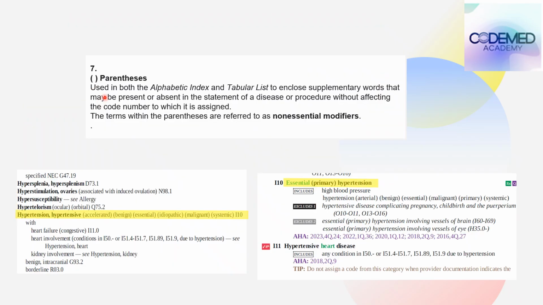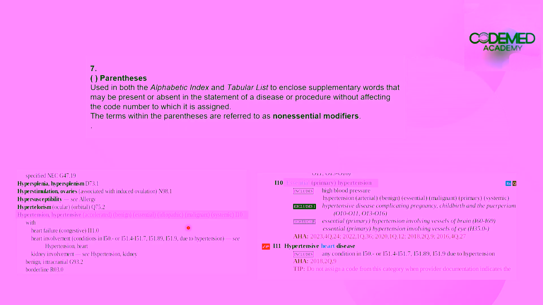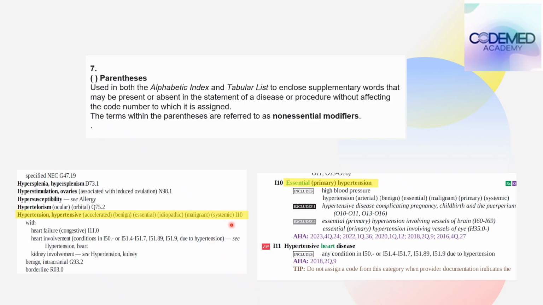So let us understand the parenthesis, used in both the alphabetical index and tabular list to enclose the supplementary words that may be present or absent in the statement of a disease, and they are called non-essential modifiers. So have a look at this. In hypertension, you will see all these various non-essential modifiers, while in the tabular list also we will see non-essential modifiers. They do not affect the code number to which it is assigned.